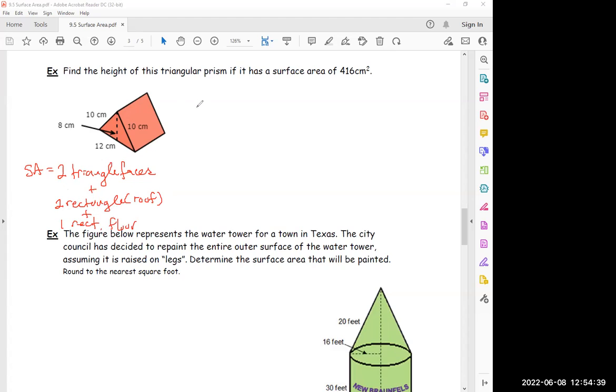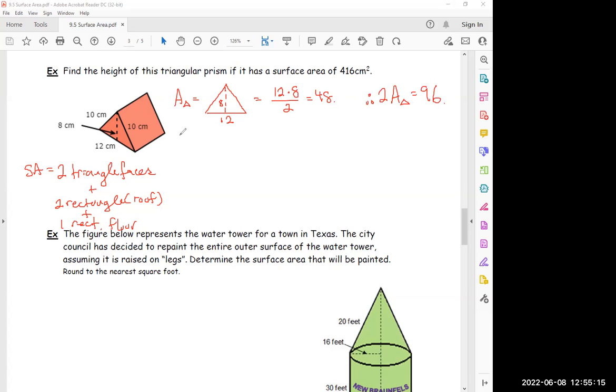Consider this, okay? Let's start with the area of the triangles. The base of that triangle is a 12. Remember, it's like this. I'm going to draw it here so that you see it. So it is base times height divided by 2, and that gives you 48. I have 2 of them. So 2 times the triangle area is equal to 96.